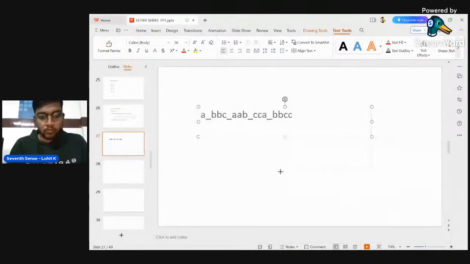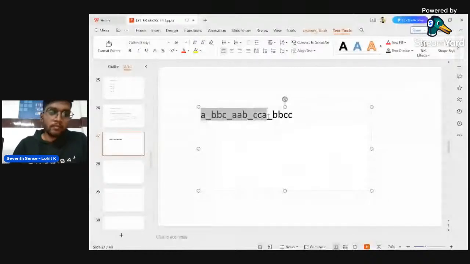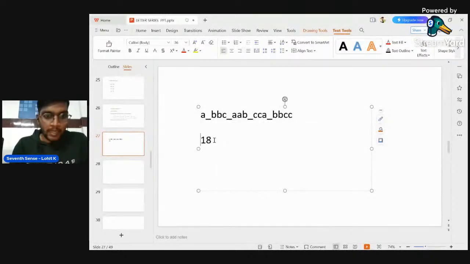7, 8, 9, 10, 13, 14, 14 plus 4, 18. So they are using 18 alphabets here. Okay, total 18 alphabets they are using. So what you have to do is calculate the multiples of this 18.